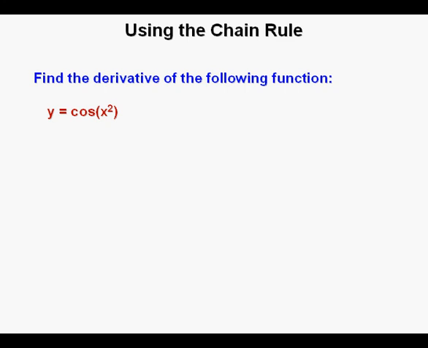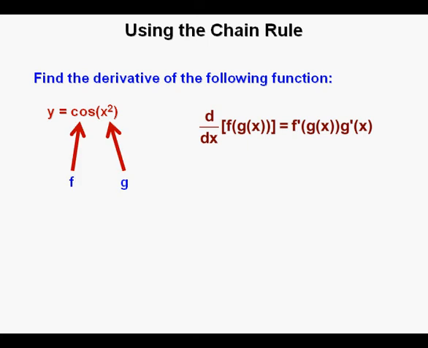Find the derivative of the following function. We have y equals cosine x squared. Here we bring back our rule for reference. For this one we don't use the one with the u because that has a specialized case of the power rule. This is in the form of a composition of functions. The cosine is the f and the x squared, the g, in this composition.